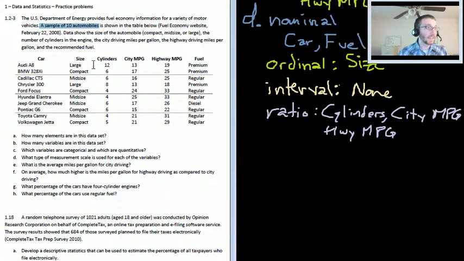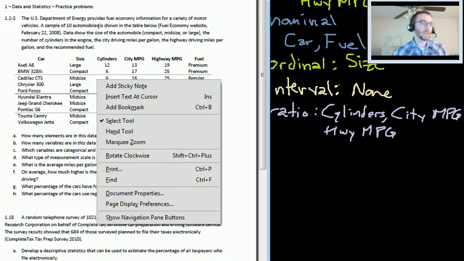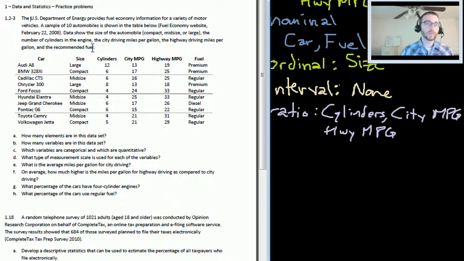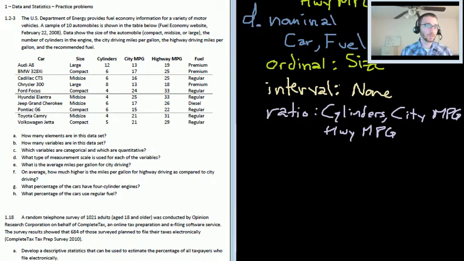The Audi A8 has 3 times as many cylinders as the Ford Focus. It's like 3 engines. And you can imagine that you would probably prefer, if you're racing, to be driving an Audi A8 versus a Ford Focus. More cylinders, more explosions. Okay, what else do we have here?